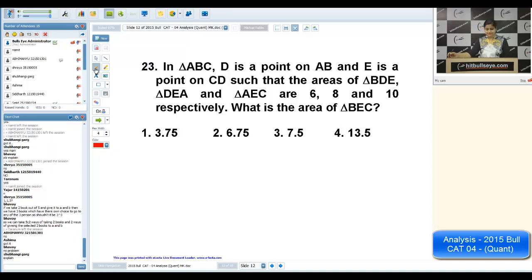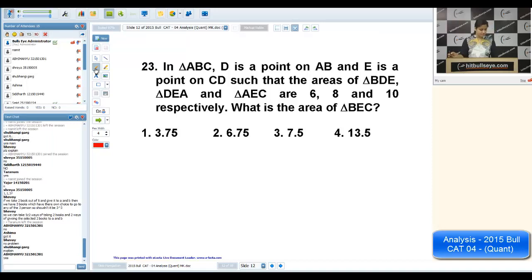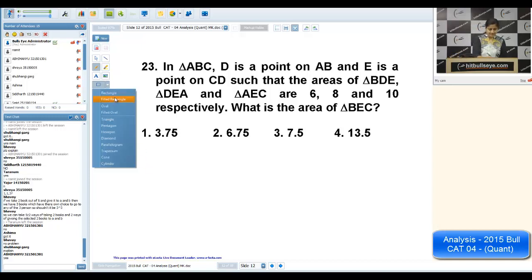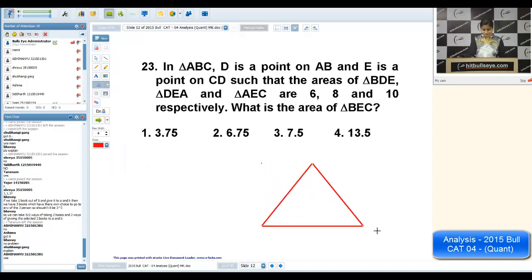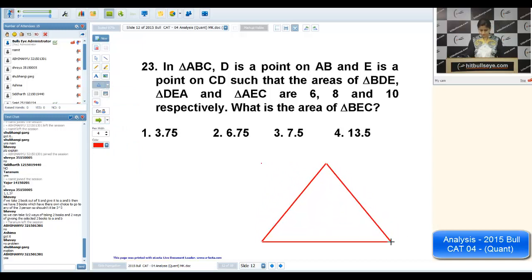It was a nice question on geometry. Mistake prone. What is the thing given here? A triangle is given. In triangle ABC, D is a point on AB. We are taking randomly a point. And E is a point on CD.